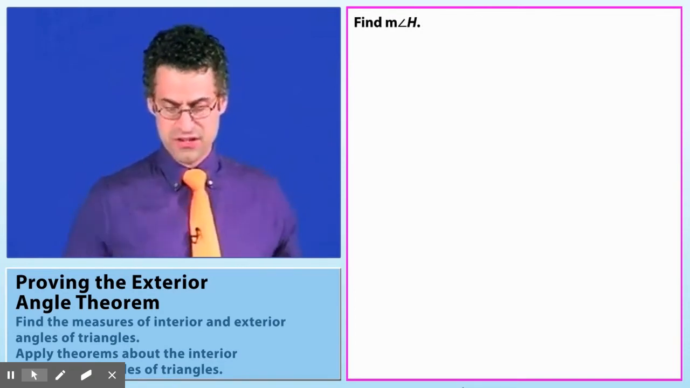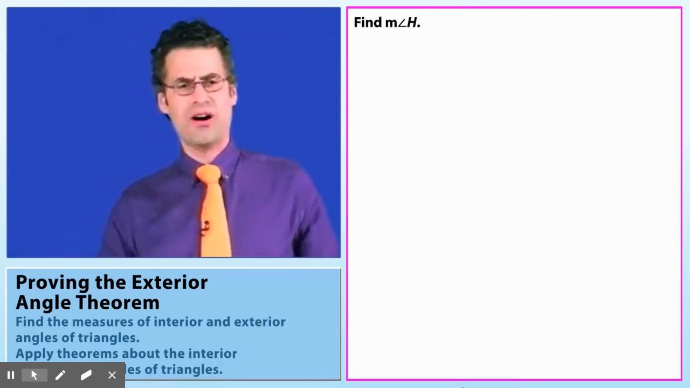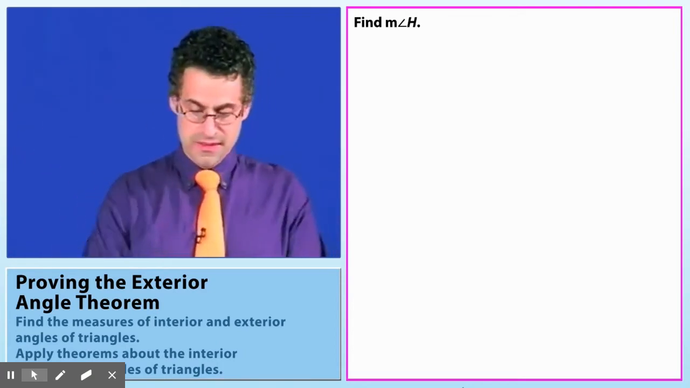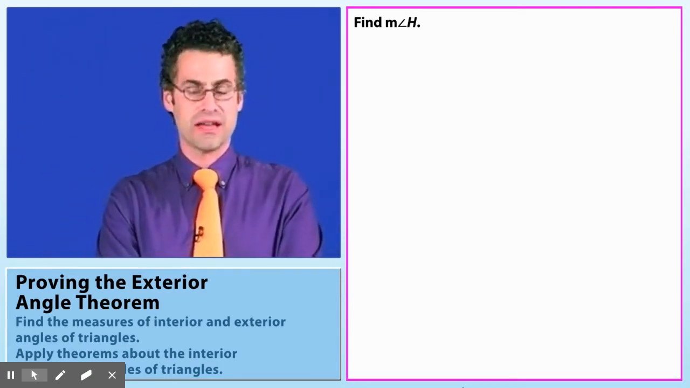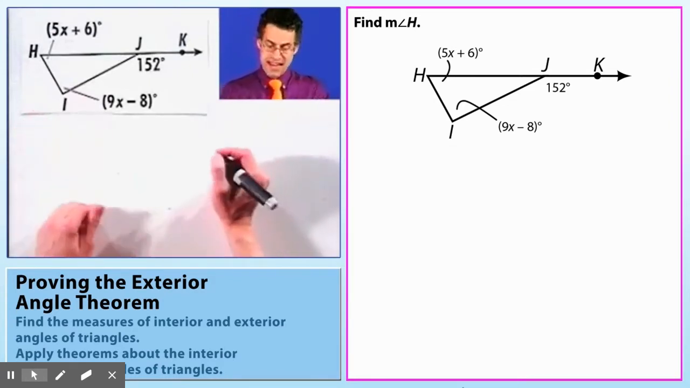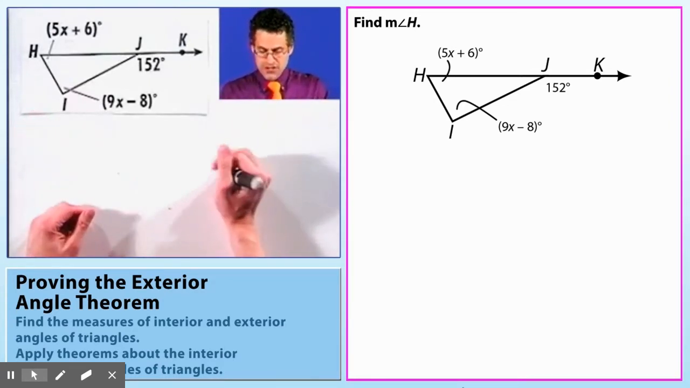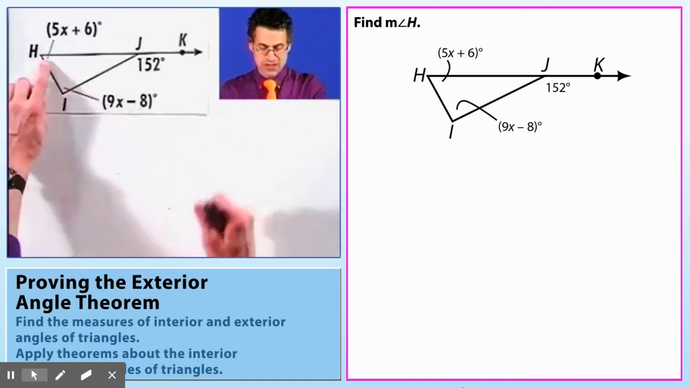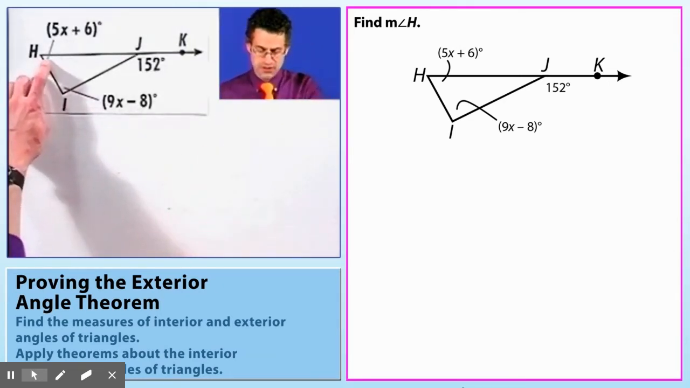And it turns out you can use the exterior angle theorem to do all sorts of crazy things. Look at this one. This is a really complicated looking figure, but once we think about it, it turns out we're going to be able to understand everything. The question is, let's find the measure of angle H. That's right here. But let's parse all the information.